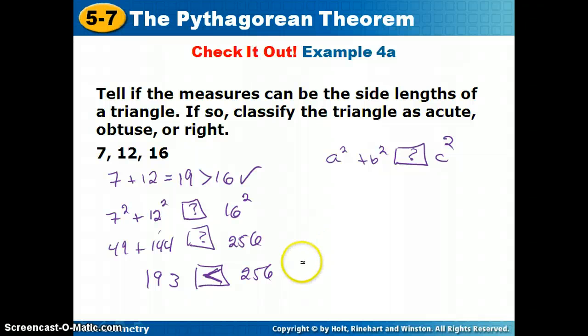So what am I looking at? An obtuse triangle again. And again, if I'd gotten numbers so that this side over here had added up to 256, I'd be looking at a right triangle. And if I got numbers that made it bigger, I'd be looking at an acute. Well, if c is bigger, then it's obtuse. If c is smaller, it's acute. And if it's just right, then it's right. Exactly.